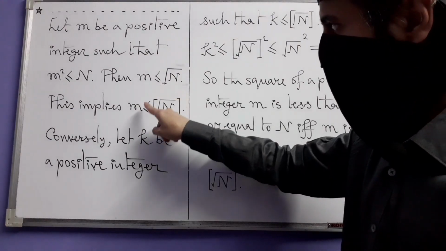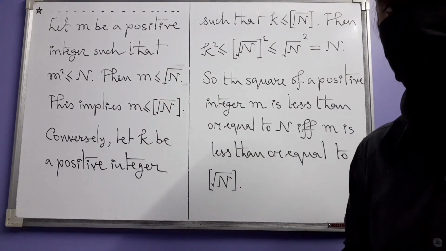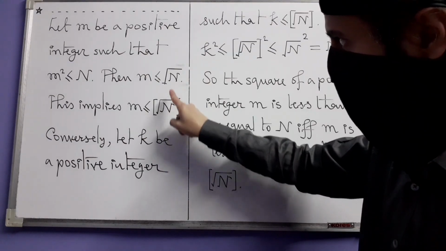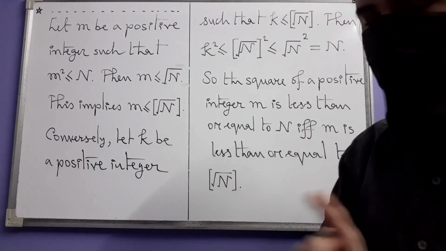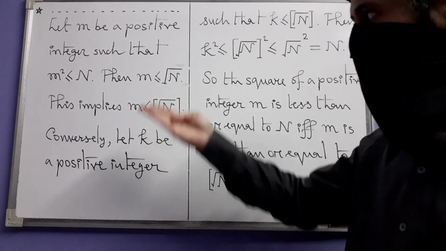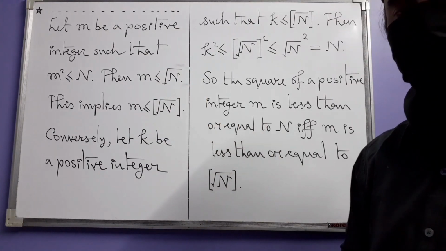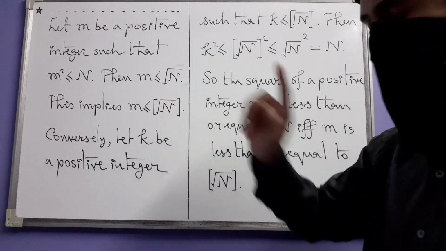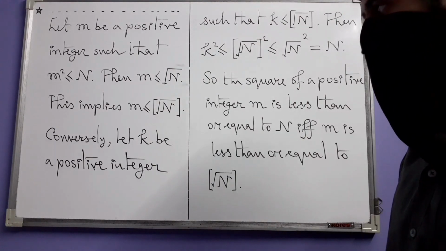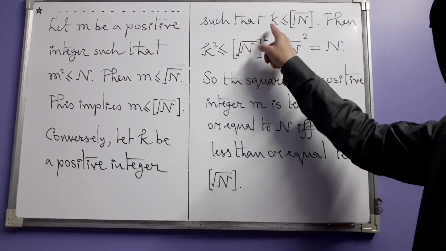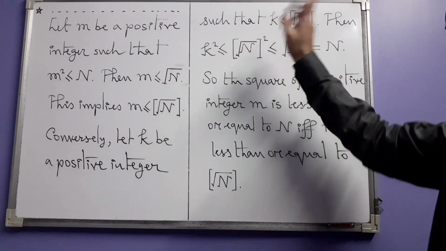And this inequality implies this. How? See, this is by definition the greatest integer less than or equal to root N. m is some integer less than or equal to root N. This is the greatest of such integers. So m should be less than or equal to this greatest integer. That's how. Conversely, let k be a positive integer such that k satisfies this inequality.